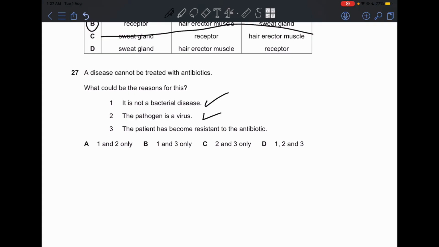3. The patient has become resistant to the antibiotic. Of course, this is not a reason that prevents all antibiotics from treating something, because if the patient is resistant to one specific antibiotic, he can use another type of antibiotic. So our answer is going to be A.